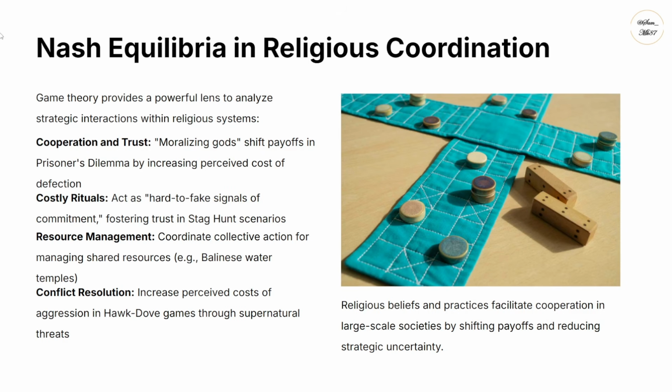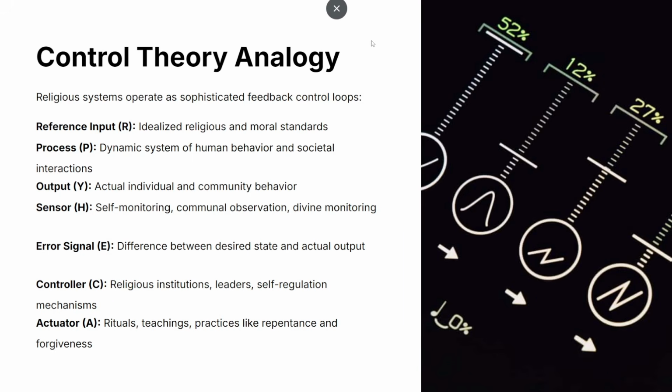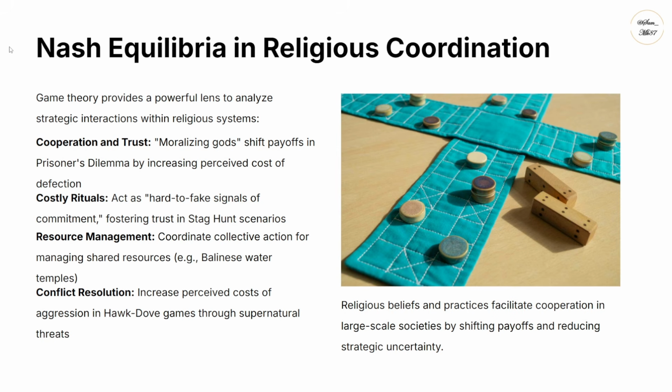Religious systems also aid in managing shared resources. For instance, the water temple system aligns agricultural decisions through spiritual governance, solving coordination problems without formal central planning. And also the hawk-dove dynamics, where aggression versus submission must be balanced. Religious belief often increases the perceived cost of aggression through concepts like supernatural punishment or divine retribution. And ultimately, religion shifts the incentive landscape. It actually reduces strategic uncertainty, rewards cooperation, and makes large scale coordination possible, even in populations of strangers.